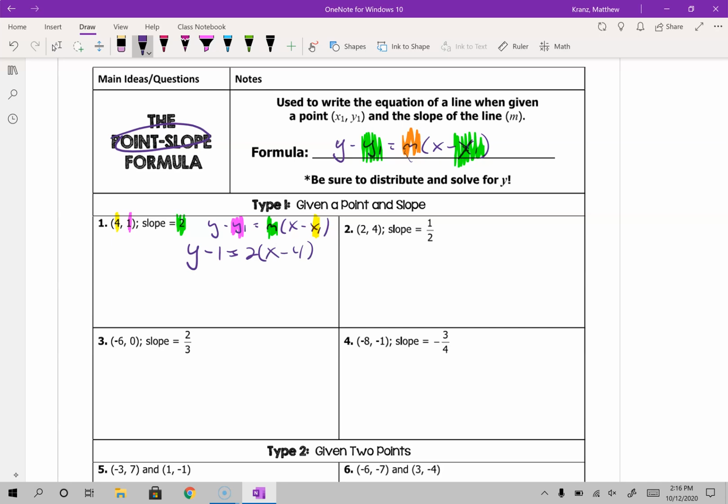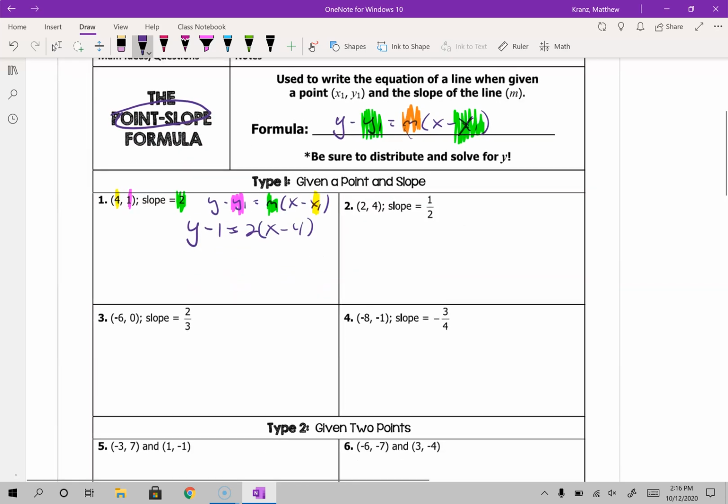And now to put this into slope-intercept form, what we do is we distribute. So we take this and we distribute our slope. y minus 1 equals 2x minus 8. Then we add a 1 to both sides because we have to get y by itself, and that's your final answer.